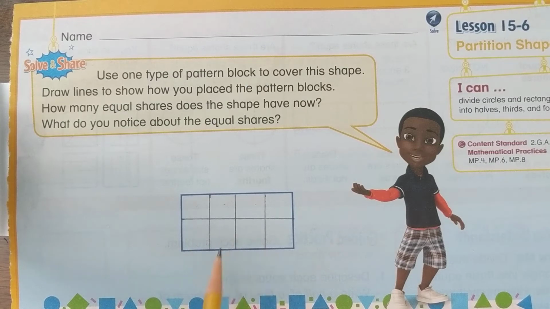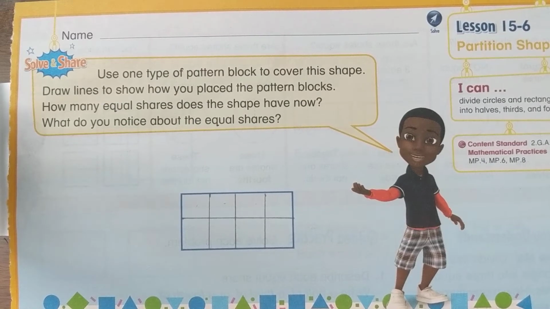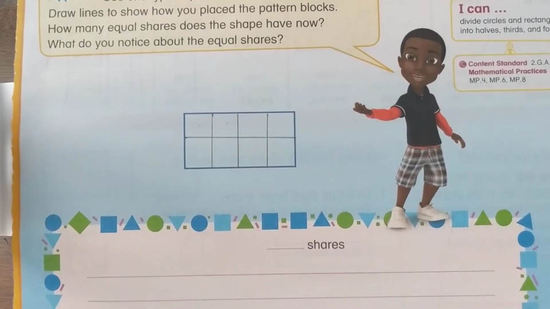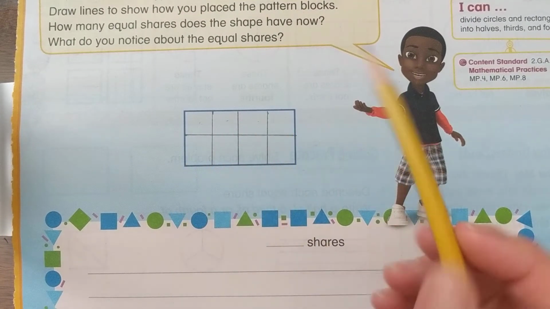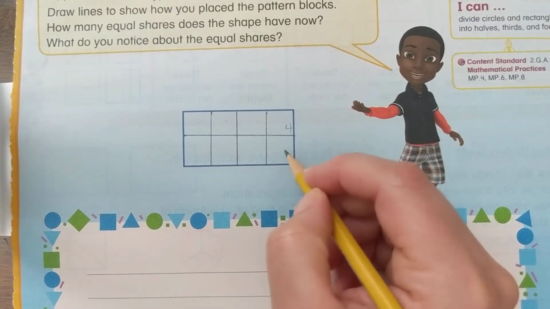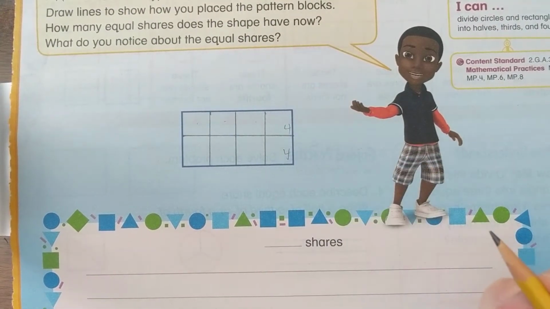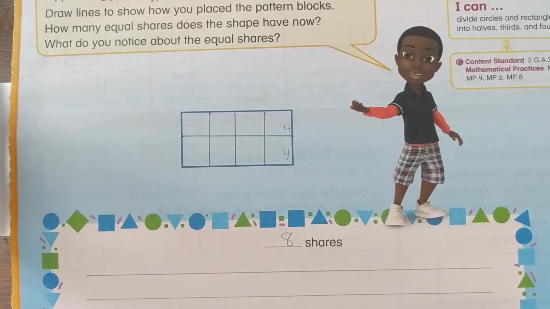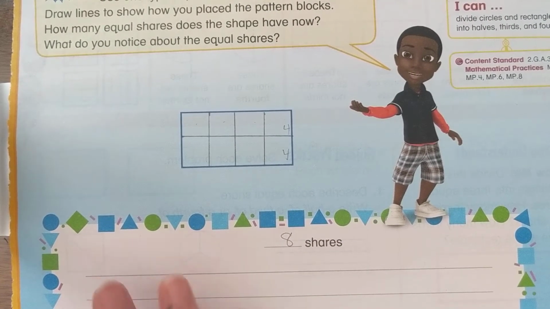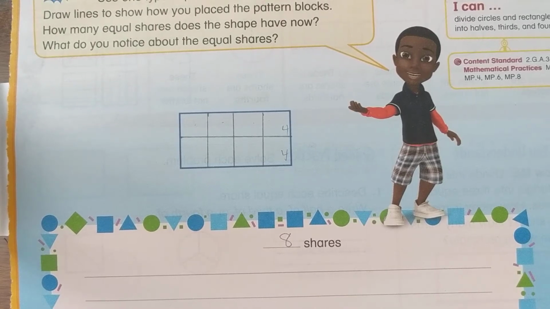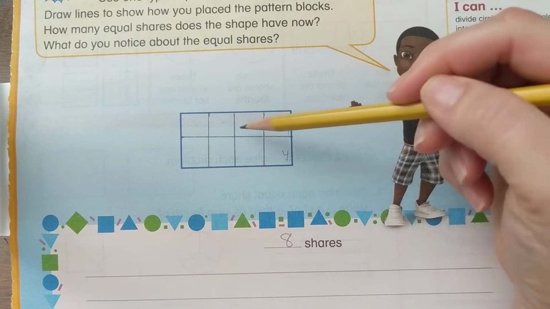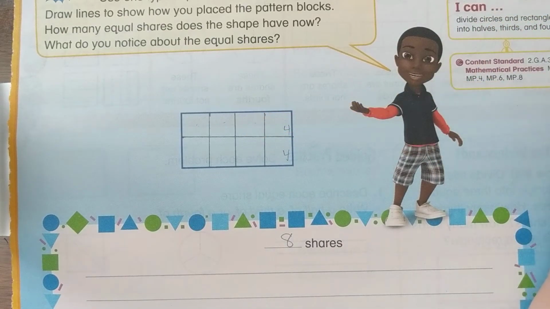All right, now that you have yours partitioned like mine, let's see, how many shares do we have in this shape? I can see that there's 4 plus 4, or 4 times 2, which equals 8 shares. Now we need to write down, what do we notice about the equal shares? What can you tell me about each of these shares? What do you notice about them?